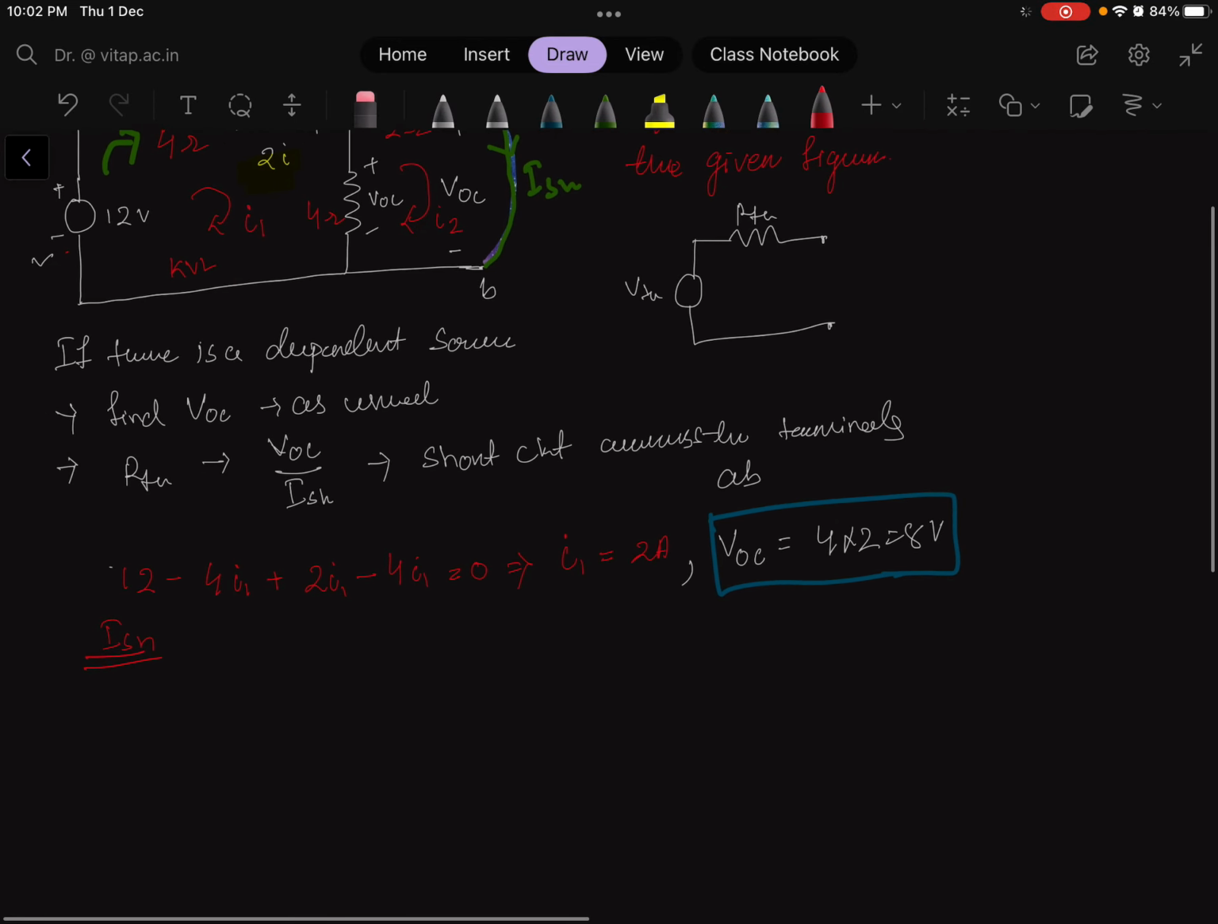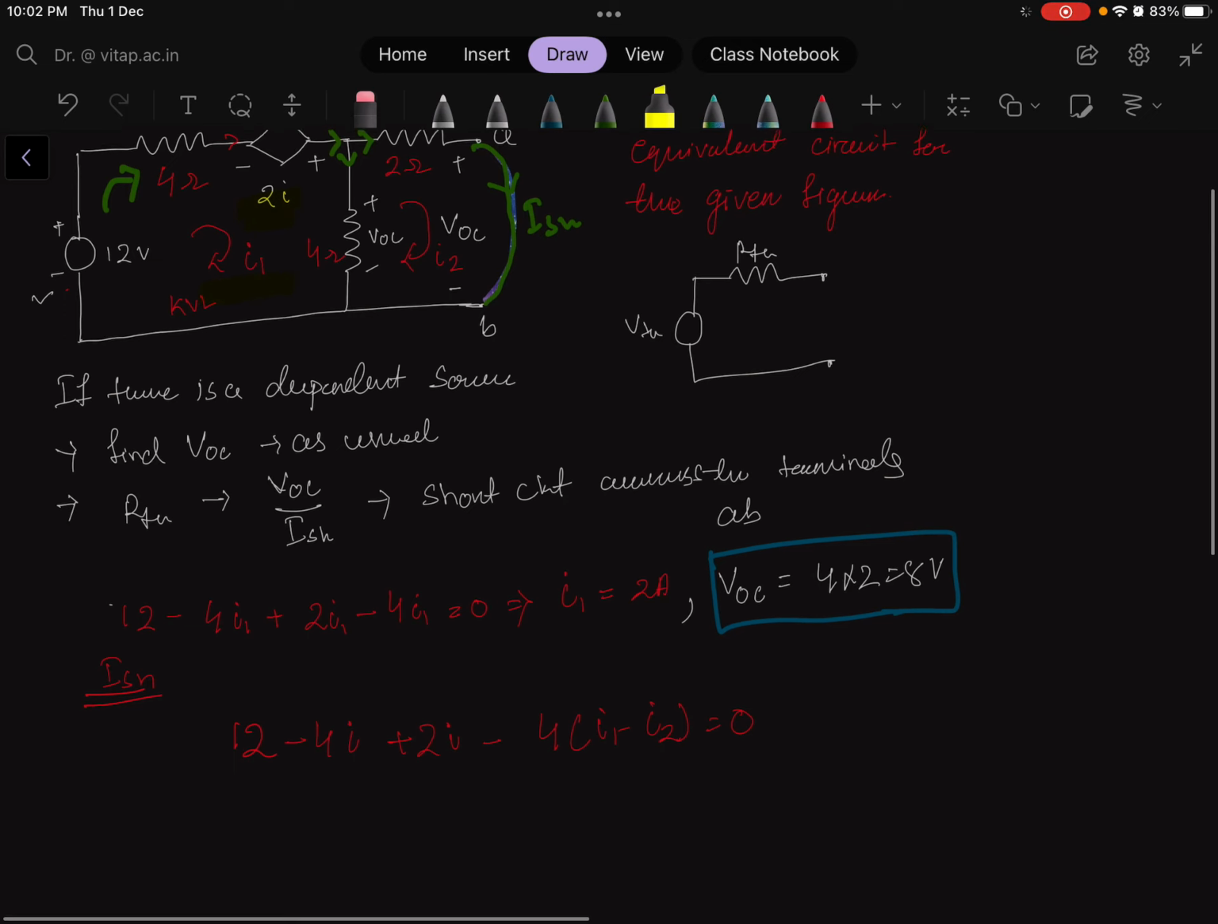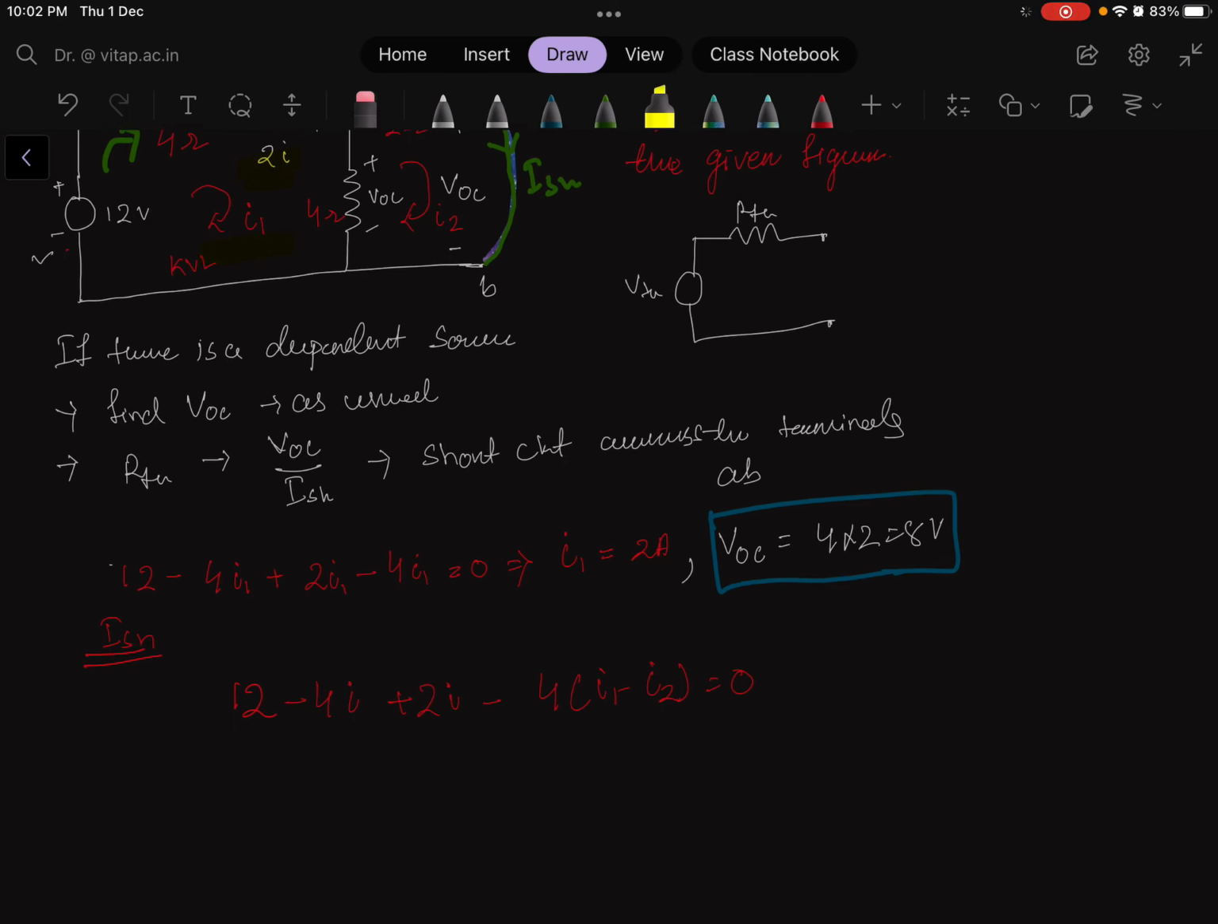I'll just zoom out. Okay, so here I can write 12 minus 4i, plus 2i minus 4 whole into I1 minus I2 is equal to 0. So I am applying the mesh analysis in the loop 1. So this is my loop 1. Okay, so this one is my loop 1. If I apply it here, I will get this equation.